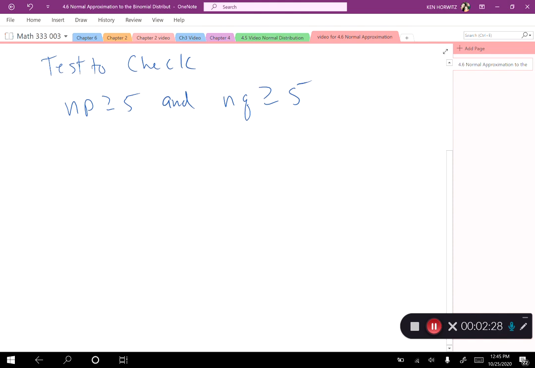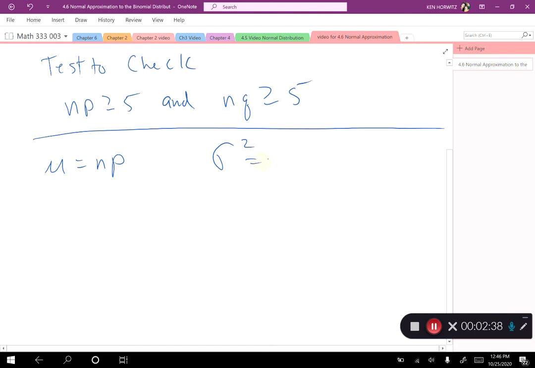Still, just as a reminder, our mu is still going to be n times p, and our variance is going to be n times p times q. And as always, z equals x minus mu over our standard deviation.